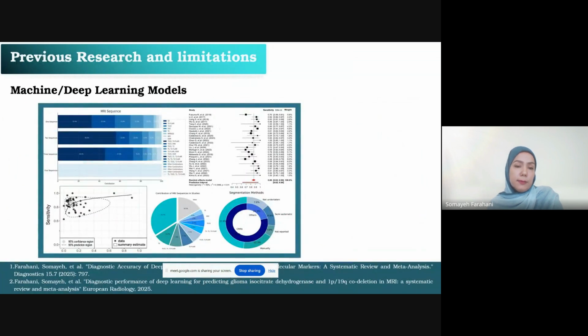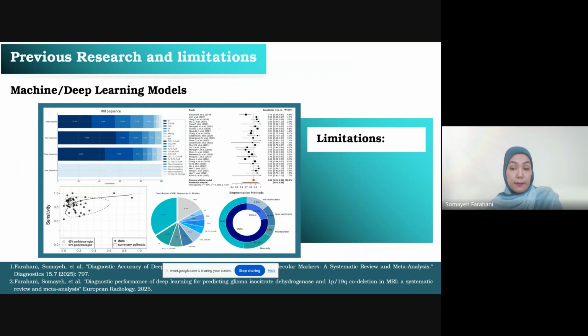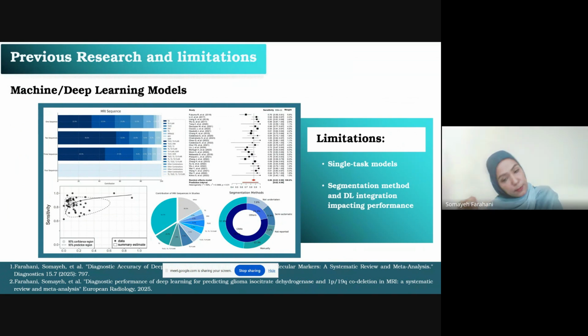To address these limitations, recent studies are focused on using machine and deep learning models. In the first step, we performed 2 systematic reviews and meta-analyses of all MRI-based radiomics and deep learning studies and found a few key issues. Most models were single task, and more than the classification model itself, performance was very sensitive to the tumor segmentation approach and the level of deep learning integration within the prediction pipeline. I mean, whether end-to-end or just for feature extraction.